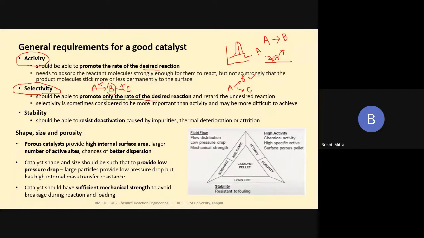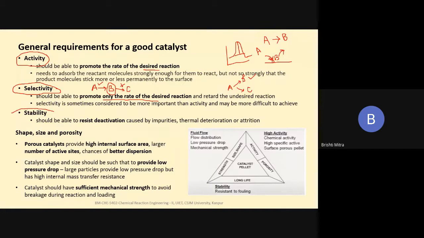So activity is important. That means you want high conversions. But for selectivity, whatever is converted, if there is more than one product, the maximum amount of that should be your desired product. So selectivity is the next most important thing when we talk about a catalyst. In fact, even more important than activity sometimes.